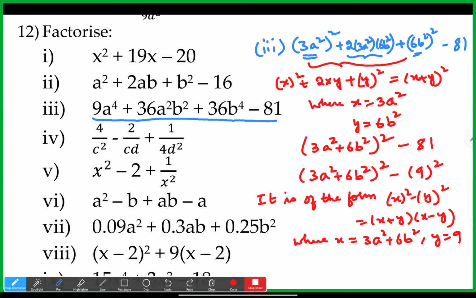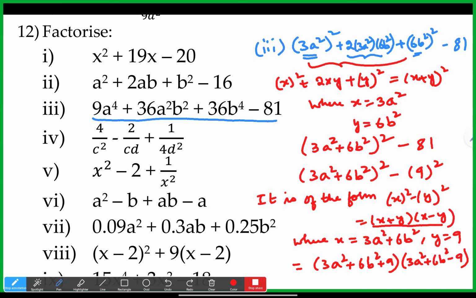So the answer will become x plus y into x minus y. This means it will become 3a square plus 6b square plus 9, into 3a square plus 6b square minus 9.